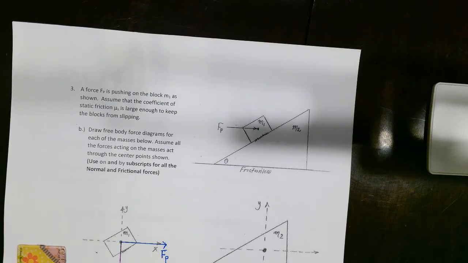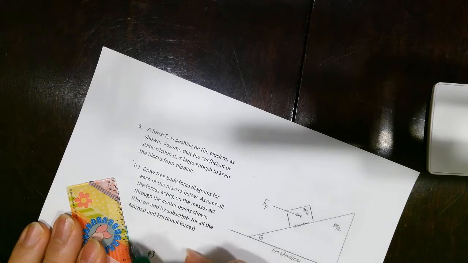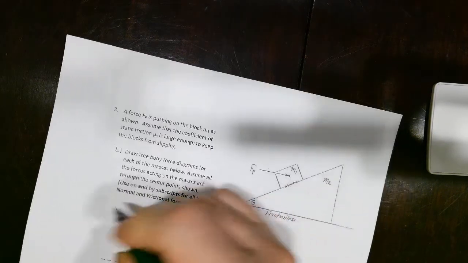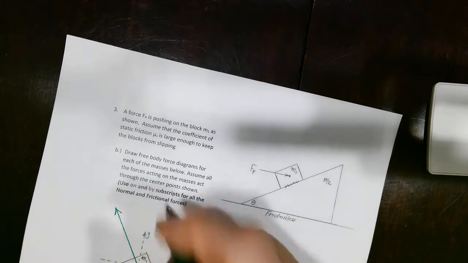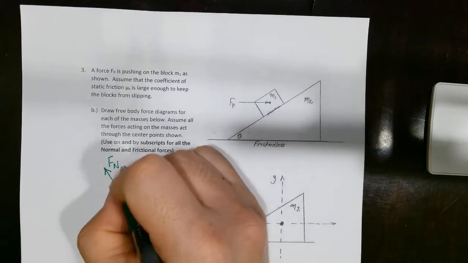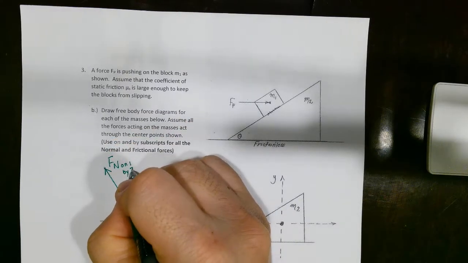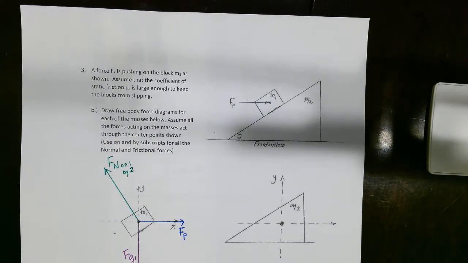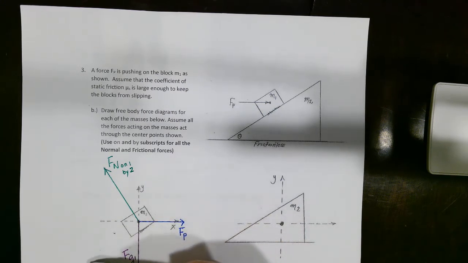Then there will be a normal force going like so. Notice I drew my normal force a lot bigger than my FGY. Why? I'll show you. So here's my F normal on one by block two. And my friction has to act right down this direction.